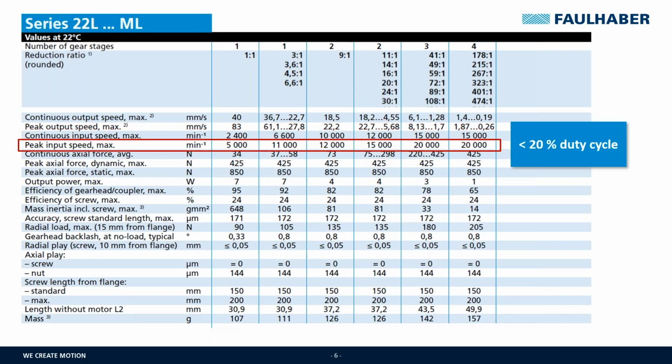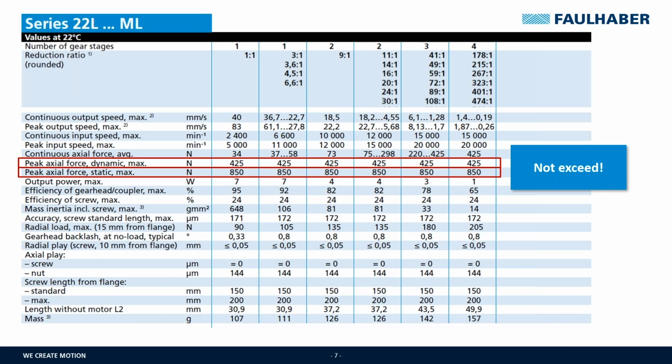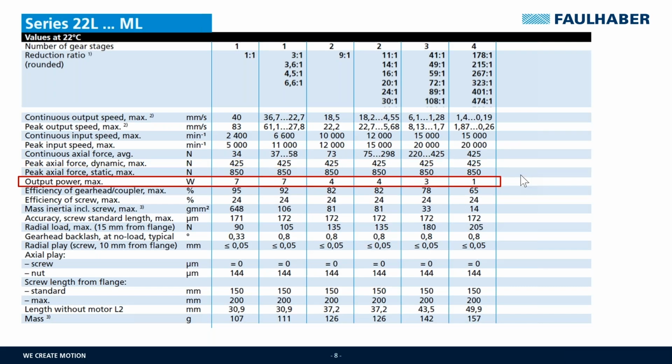The peak input linear speed value may be applied for short intervals not exceeding 20% of the continuous duty cycle. And this value should definitely not be exceeded. It could cause early damage with abrupt stop. The dynamic and the static peak axial force should not be exceeded in any operation phase to avoid damage of the system. For this, the motor current could be limited.